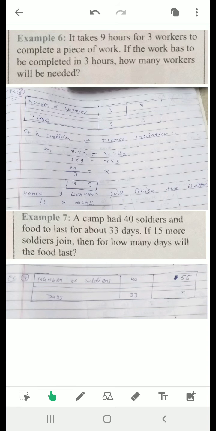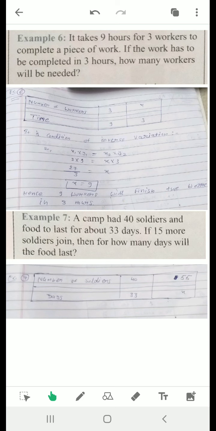Then example number 7. A camp had 40 soldiers and food to last for about 33 days. In a camp there were 40 soldiers and the food can last for 33 days. Now if 15 more soldiers join, then how many days will the food last? Now if the soldiers are more, then the food will last for fewer days.